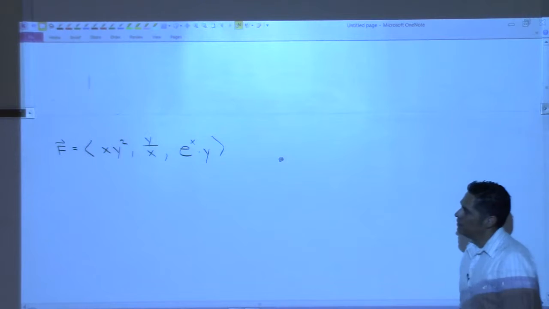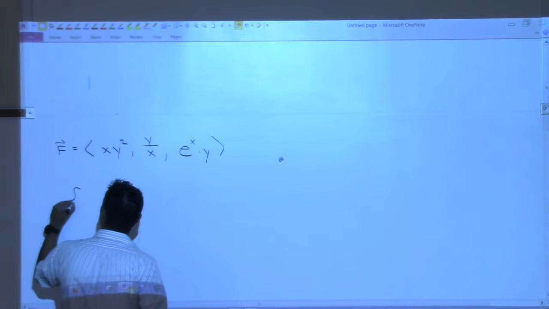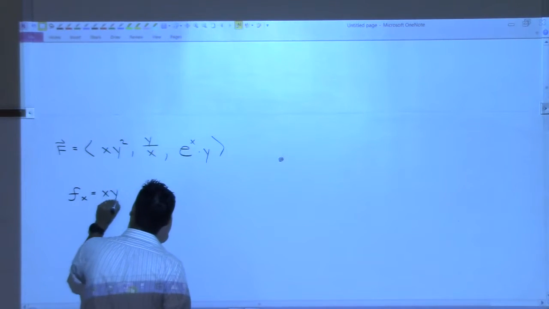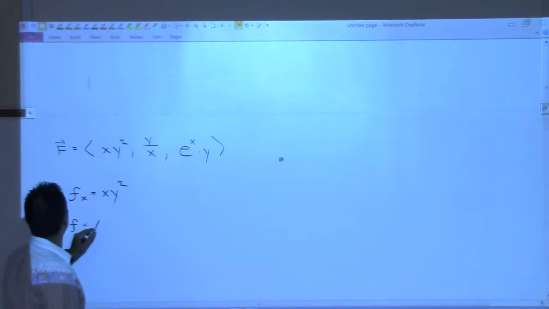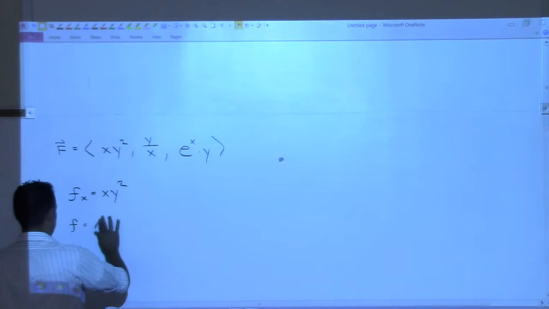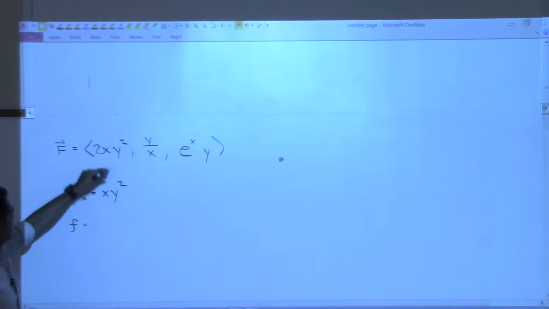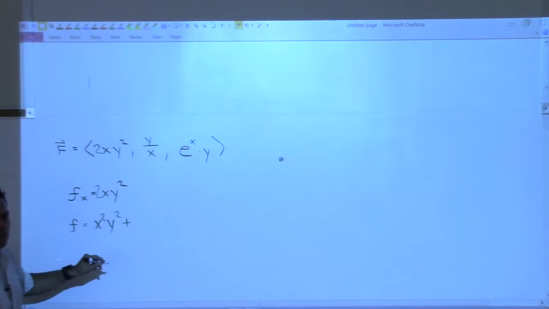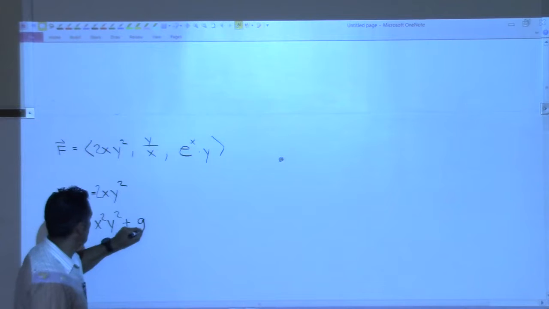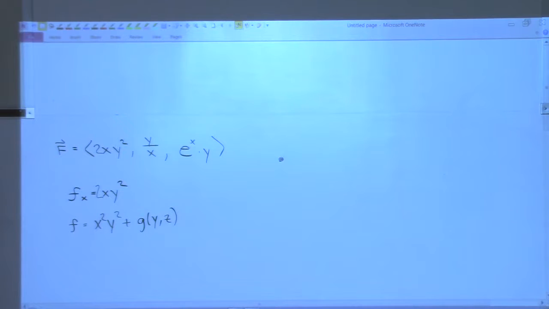All right? So I'm going to move fast through this. First thing I know, if this is conservative, the partial of little f with respect to x equals xy squared, right? That has to be this. Integrate this with respect to x. Let me put a 2 here to make my life easier. So integrate that with respect to x, and we'll get x squared y squared plus some possible function that has y's and z's in it. Okay? You all follow me?